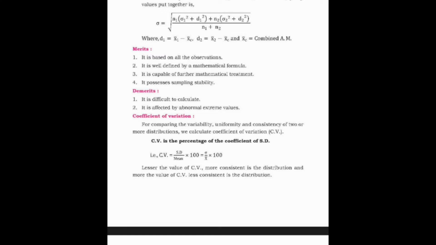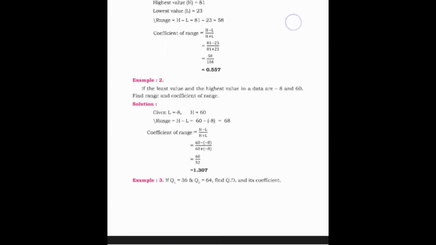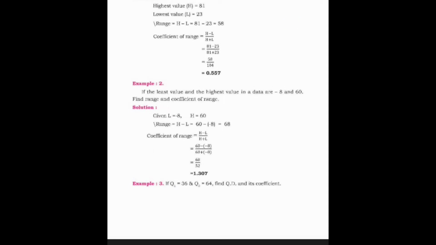Okay, then the problems, how to calculate the problems. The problems on range and quartile deviation. Find the range and its coefficient for the following data. Then some x values are given.